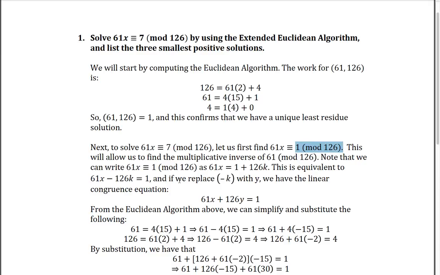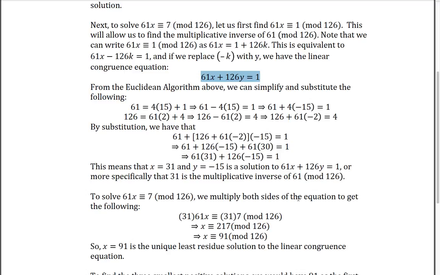Note that we can write 61x equals 1 mod 126 as 61x equals 1 plus 126k. This really just means I'm adding 1 to whatever multiple of 126 that I have. This is equivalent to moving the 126k to the other side, like subtracting 126k. If we replace the negative k with y, we have a linear congruence equation, and this is what we're going to start from to complete the rest of this.